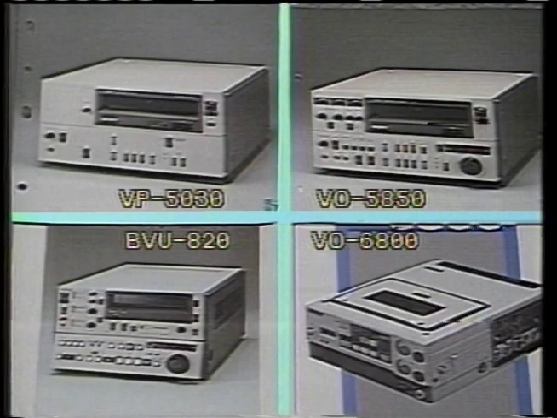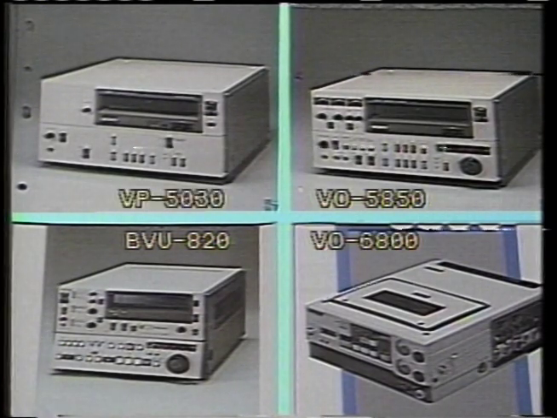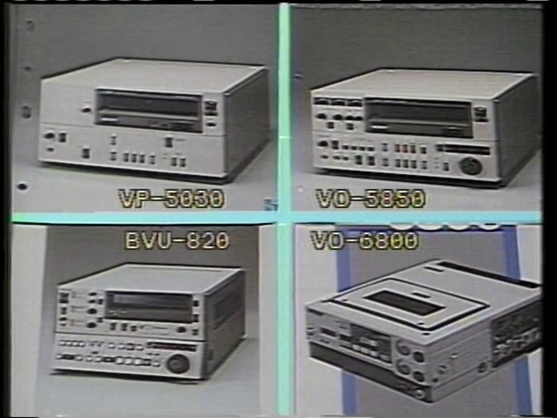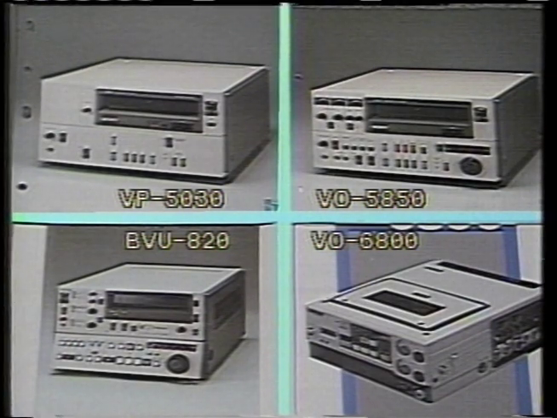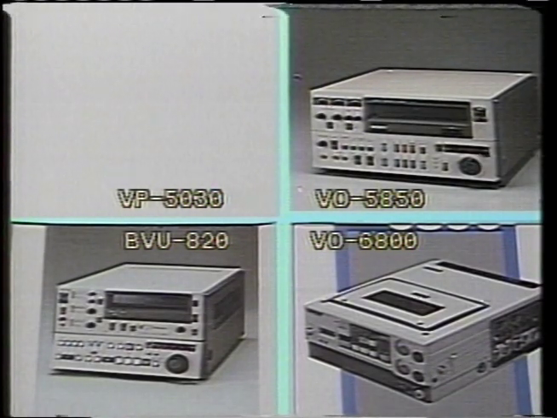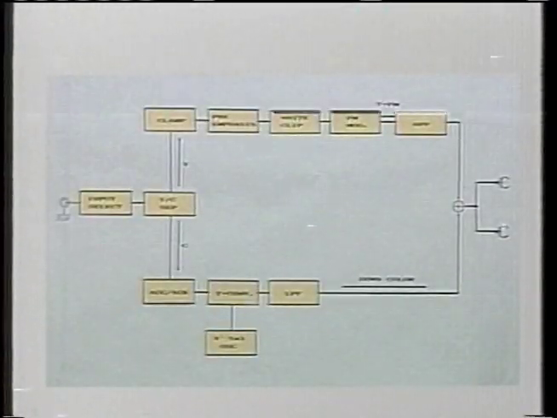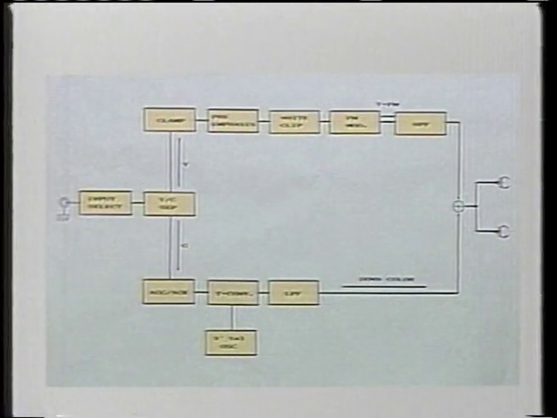There are three lines of U-Matic tape decks, the VO series for recording, the VP series for playback, and the BVU series for broadcasting applications. The video recording circuitry to be described here exists in all U-Matic models except those in the VP series. This is a block diagram of the video recording circuitry.